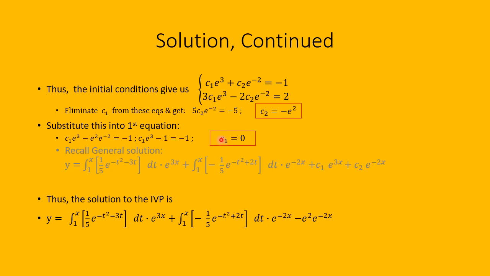So we've now found out what c1 and c2 have to be, and we can plug them into what we found earlier as our general solution to the ordinary differential equation. Put a 0 in for c1, put a minus e squared in for c2. And so y then is this integral times e to the 3x plus this integral times e to the minus 2x plus this term, which turned into minus e squared e to the minus 2x. This product of exponentials can be combined into one term, e raised to the 2 minus 2x power.